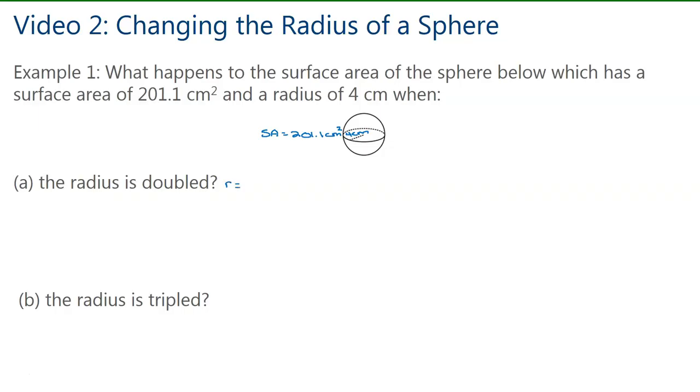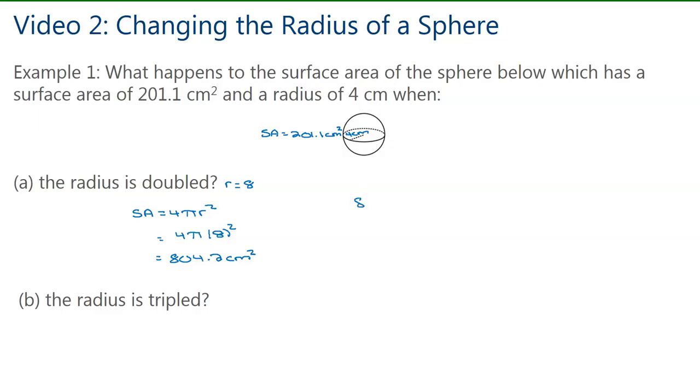So now what happens when we double the radius? Well, when I multiply 4 by 2, I get 8. So I'll put that into the surface area formula for a sphere, 4 pi r squared, and get 4 times pi times 8 squared. Now that works out to be 804.2 square centimeters.